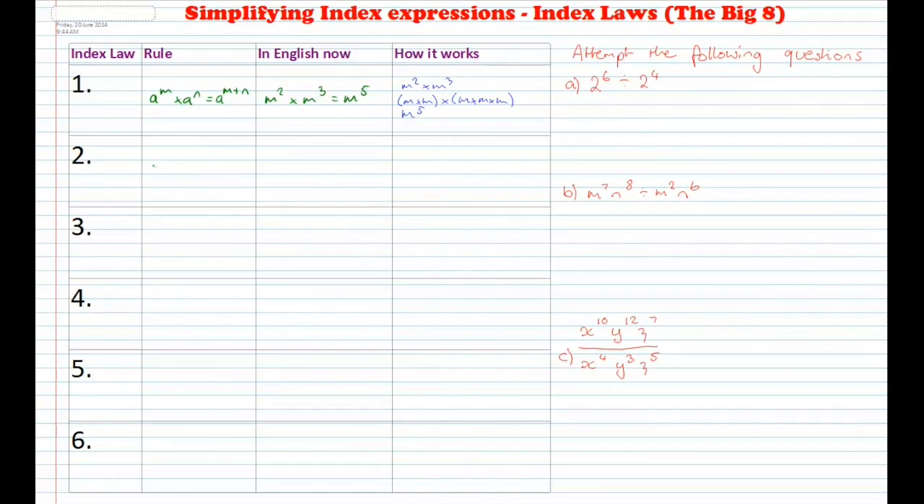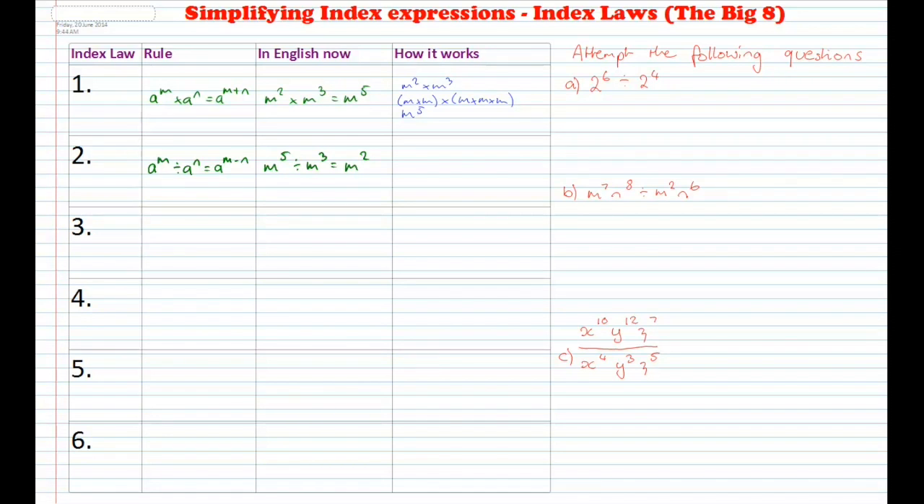Alright, so it's time now for law 2, and this states that a to the power of m divided by a to the power of n is equal to a to the power of m minus n. Now, in basically layman's terms, what this means is if I have m to the power of 5 and I divide it by m to the power of 3, that's going to be equal to m to the power of 2, because 5 minus 3 is 2.